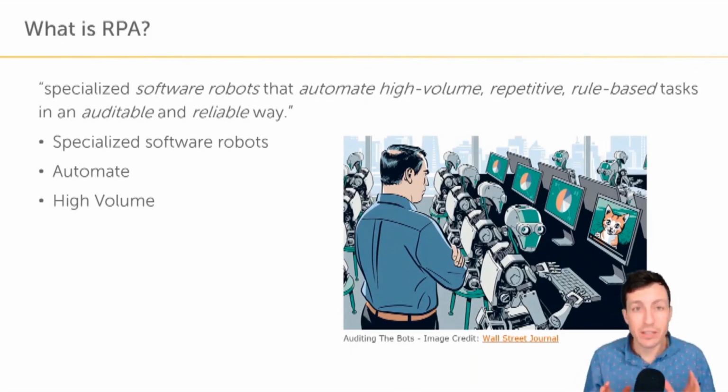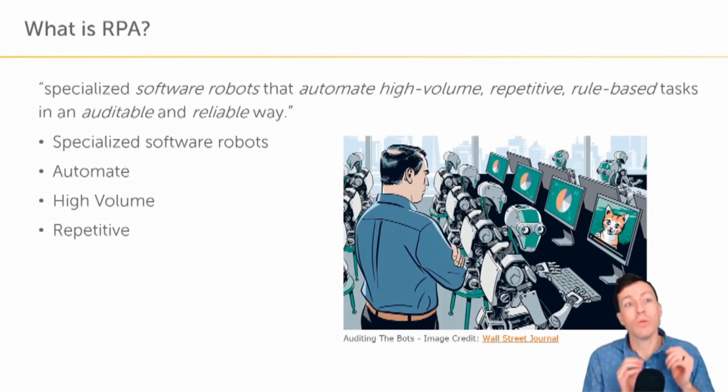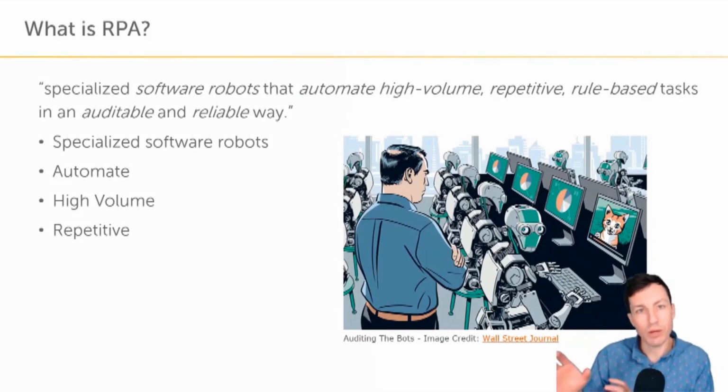The next word in our definition is repetitive. And again, this is probably repetitive to the high volume word that we already used. But if it's a task that's happening over and over again, that's probably a good use case for RPA. And that's where we're going to find a lot of automations that have already taken place, where it's a task that we do every single day. We receive this mail. We have to go through and take this spreadsheet and translate all of that data into this web form. Those are good opportunities for RPA.